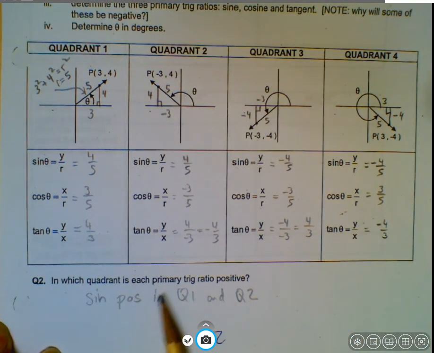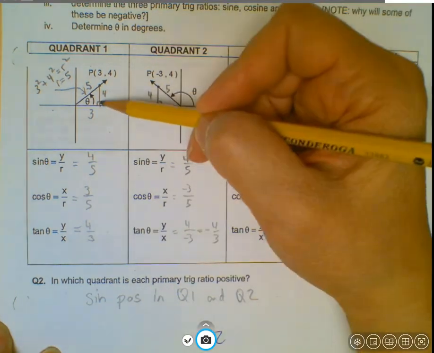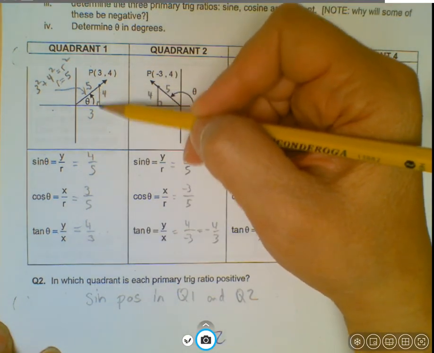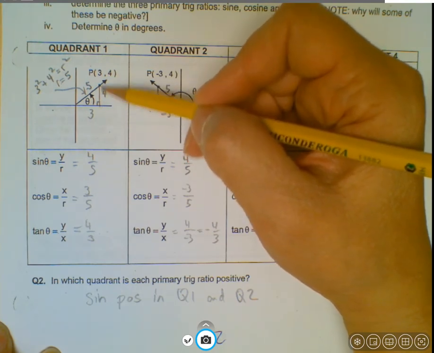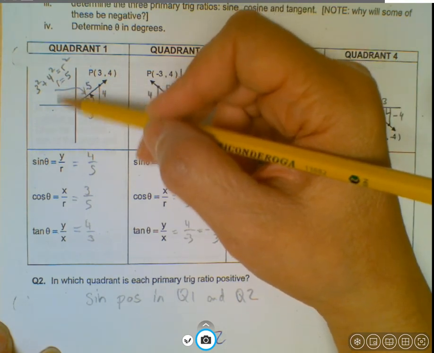Does that make sense that it's only positive in Q1 and Q2? It's because sine has to do with the opposite. It's got to do with this up and down side. Well, that up and down side is only going to be positive up here and up here.